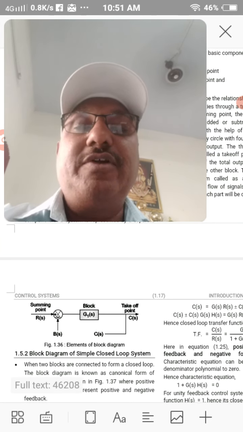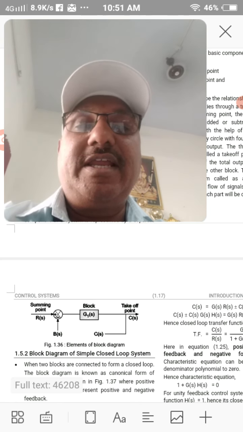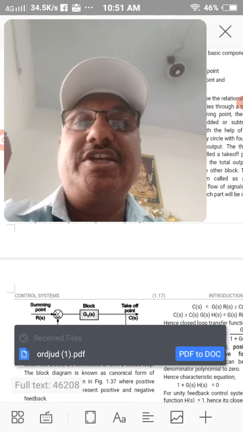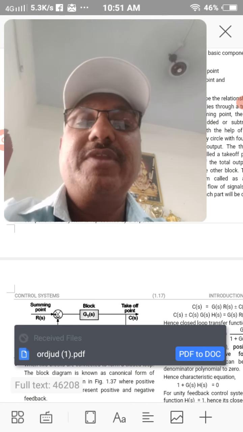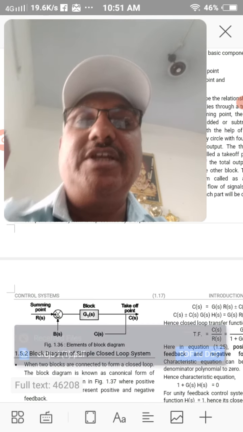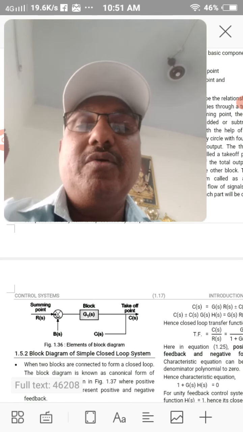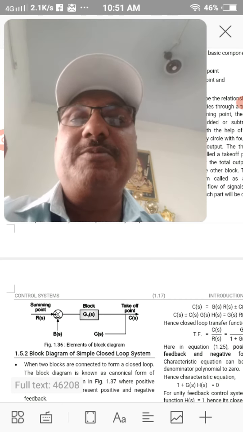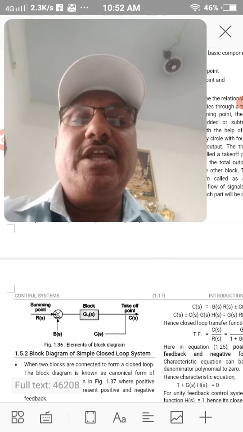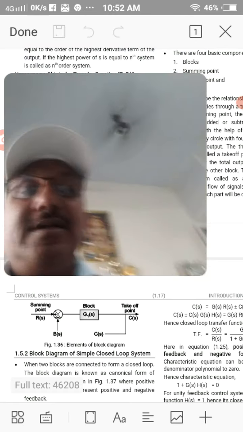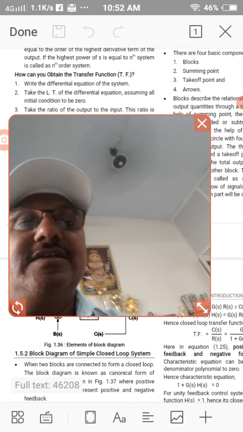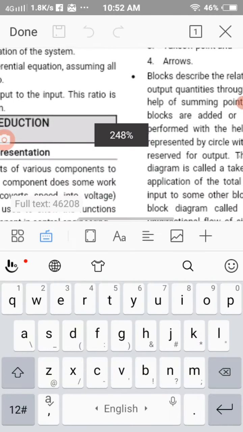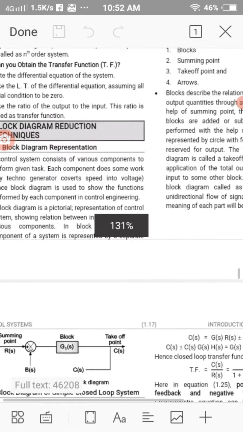Good morning friends. Today we are going to start with block diagram representation and reduction techniques of a control system. In previous lectures we have studied basic elements of control system, open loop and closed loop systems, differential equation and transfer functions, then models of electrical system, translational and rotational system. As far as block diagram reduction technique is concerned, you will find it on the screen.